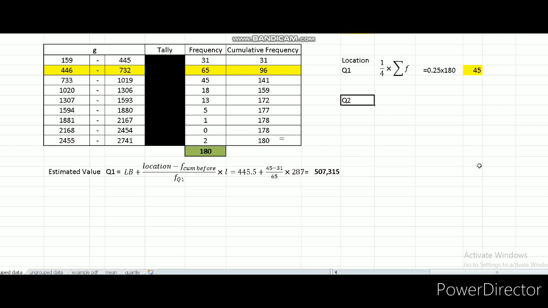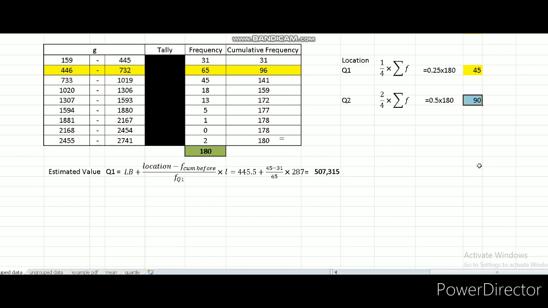So let's go to the second quartile. Let's find the location first. It will be 2/4 multiplied by the sum of your frequency, so it is equal to the median. Actually, the location of your second quartile will be exactly the same as the location of your median. The value itself will be exactly the same. So the location will be the 90th.